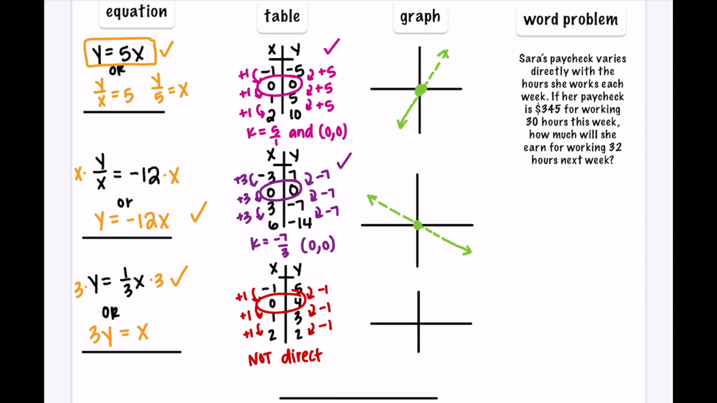Now, if you have a linear function that doesn't go through the origin, so let's say it looks like this, well, that's still a linear function, but it's not a direct variation because it doesn't pass through the origin. So this would be not direct.